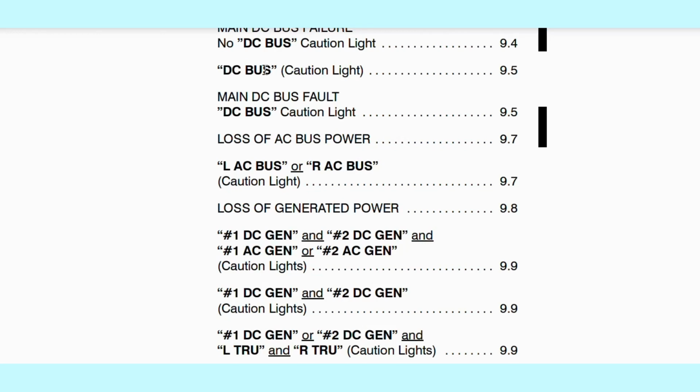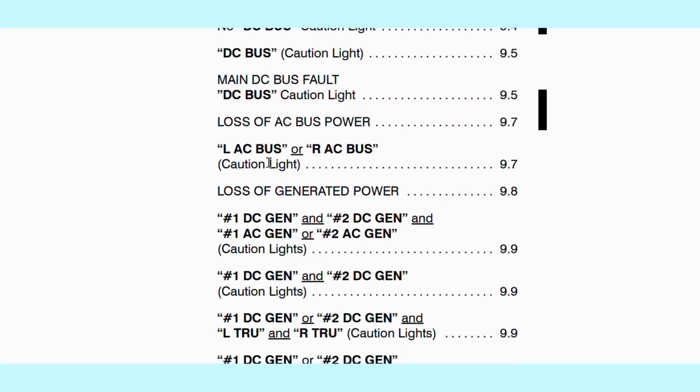Okay, let's say you are in takeoff roll and you get number 1 DC gen and number 2 DC gen and all these, immediately you reject. You don't want to go into the air having all these caution lights coming on. I mean, for safety reasons, I wouldn't even take off. Okay, I would reject. That's before 80 knots obviously.